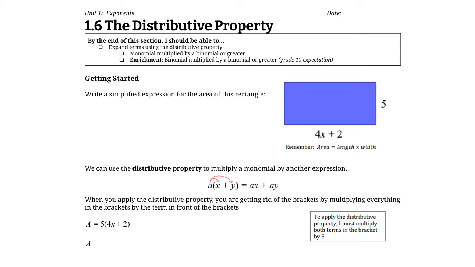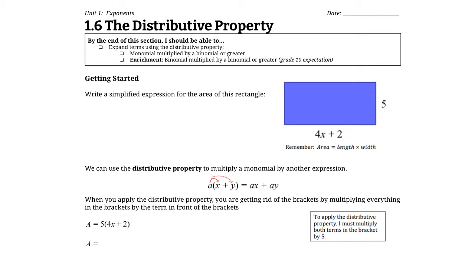In our previous lesson, we looked at how to add and subtract polynomials, but what happens if we want to multiply polynomials? So before we get started with our lesson, let's take a look at this rectangle that is pictured on the screen. The dimensions or the side lengths for the rectangle are listed as 4x plus 2 for this bottom side and 5 for this right-hand side.